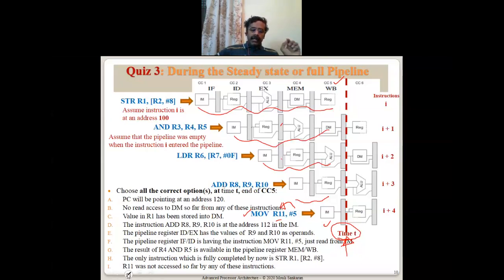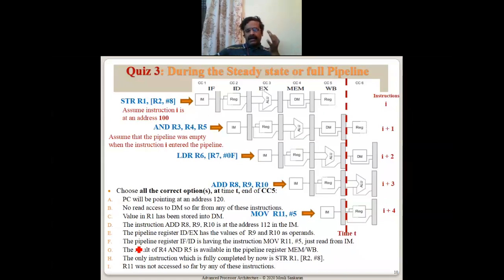So it's a little complex. If you get everything right, you can say whether I have done a good job or you have understood it well. It's both. It needs to be both. You may not get some values correct, but it's okay. What is required is you have to choose all the correct options at time t, that is the end of CC5. Which options are correct?